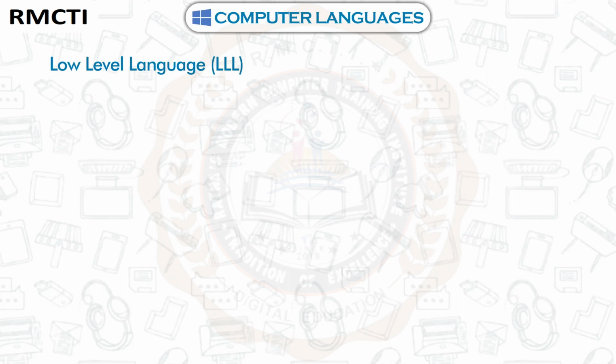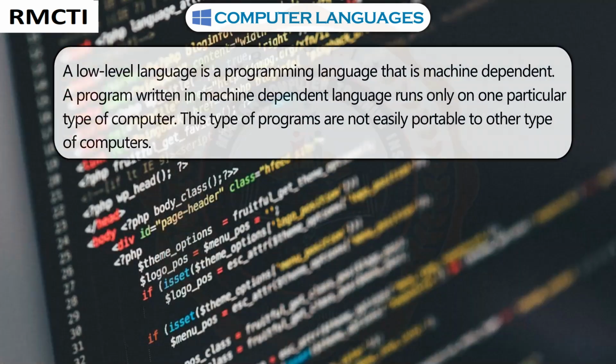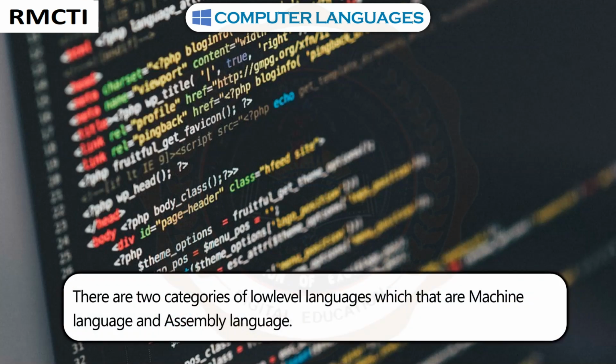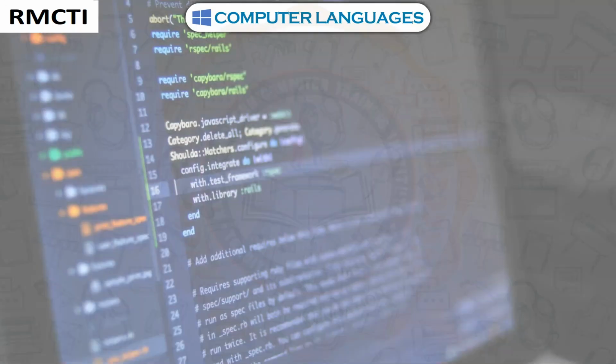Low-level language, LLL. A low-level language is a programming language that is machine-dependent. A program written in a machine-dependent language runs only on one particular type of computer. This type of program is not easily portable to other types of computers. There are two categories of low-level languages, which are machine language and assembly language.